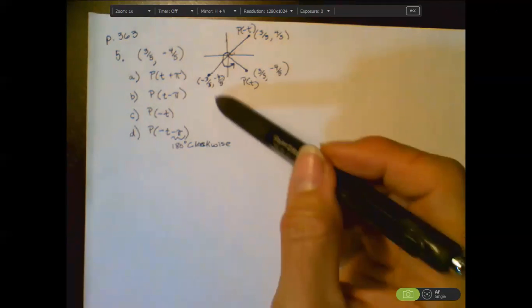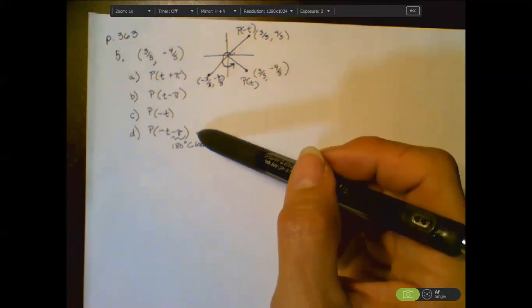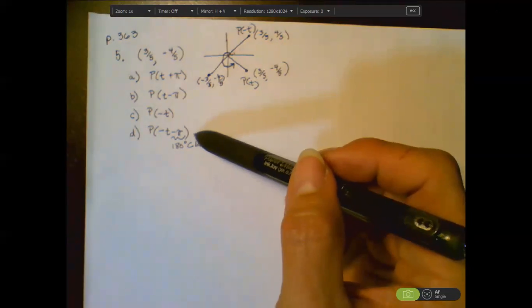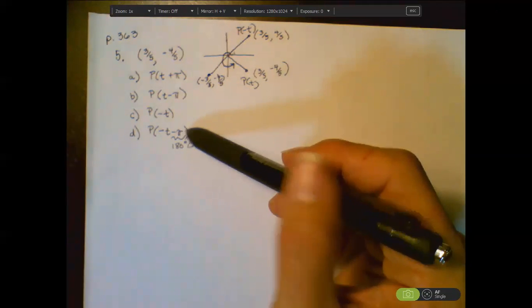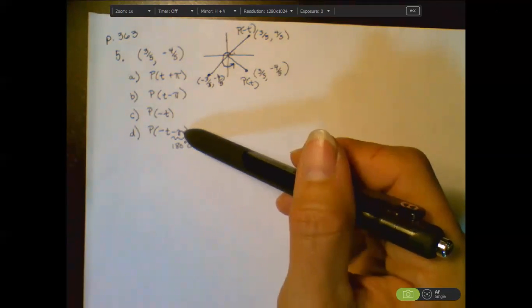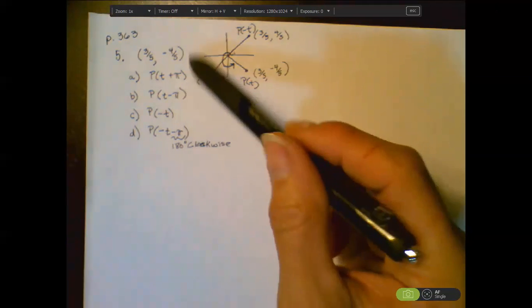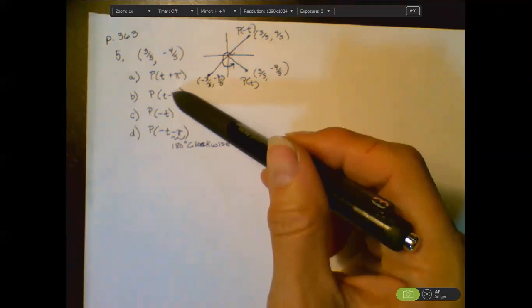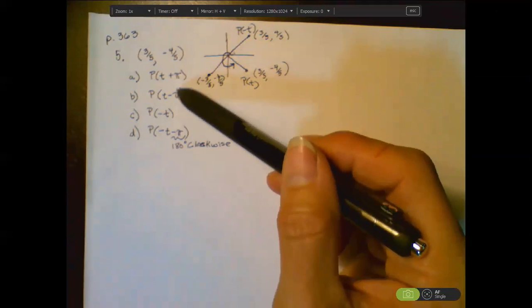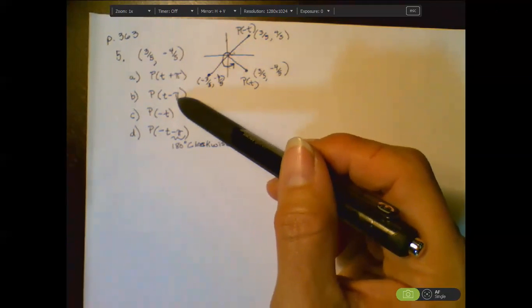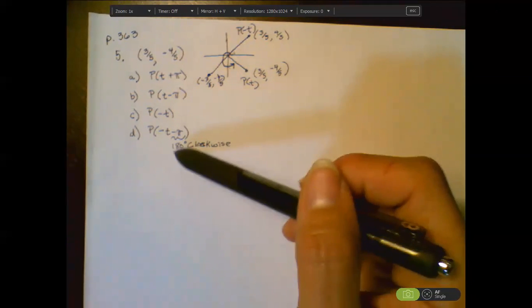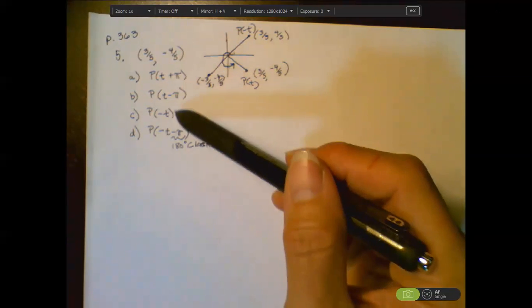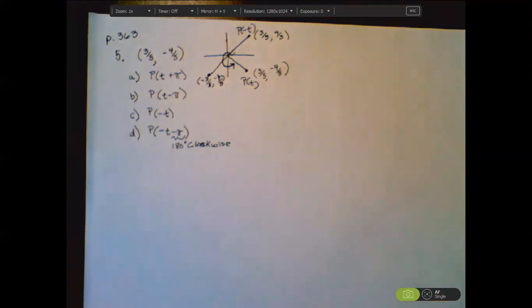So all four of these parts were about going 180 degrees from some initial point. Some of the parts were going 180 degrees clockwise, some of them were going 180 degrees counterclockwise, but they were all the same distance from standard position, just depending on which direction you were going.